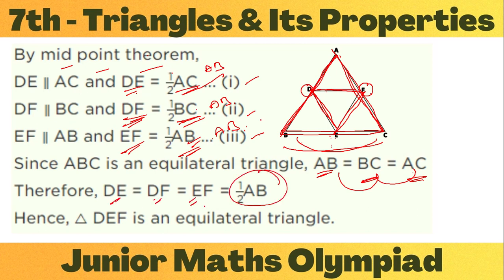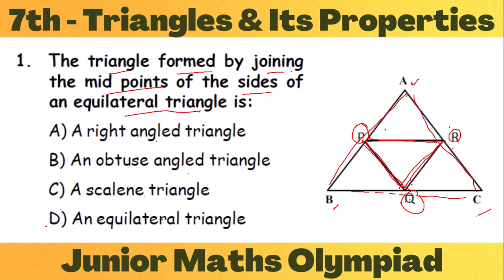We are replacing BC with AB now. So that's why three of them will be equal to half AB. Means this is equal to half AB, this is equal to half AB, this one is equal to half AB. Means the triangle DEF also consists of equal sides. So this small triangle DEF which is formed by the midpoints is also an equilateral triangle. So option D is correct.